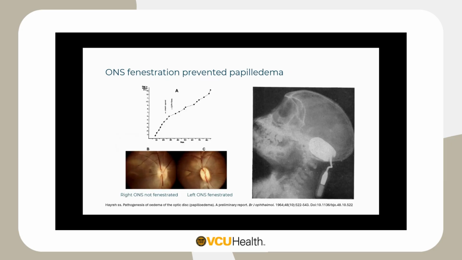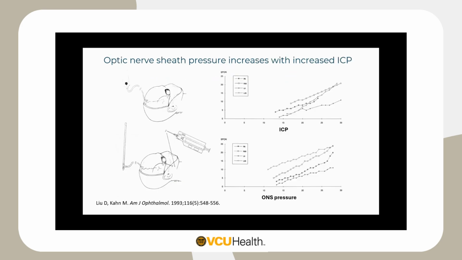Another interesting thing they did was they fenestrated one of the sheaths, and that resolved the papilledema. This is a cadaveric study that transduced ICP from both the ventricles and the optic nerve sheath and showed a direct correlation between the two.